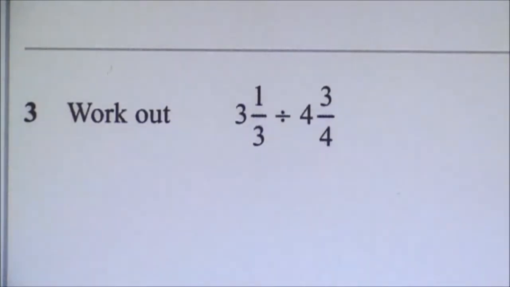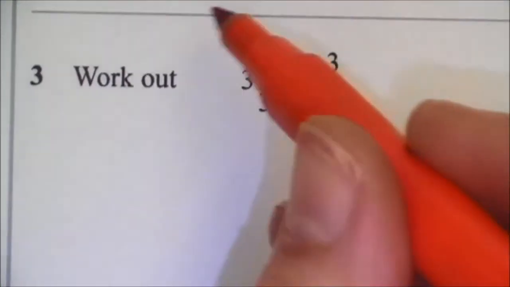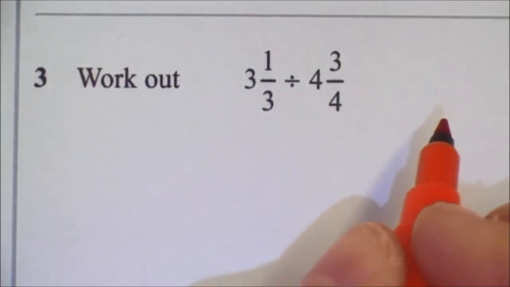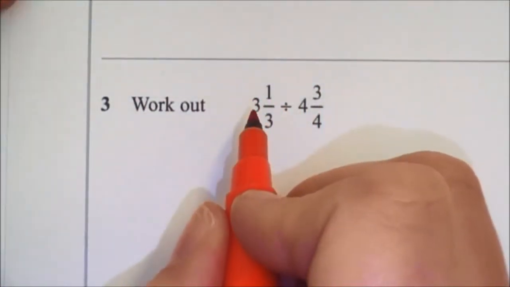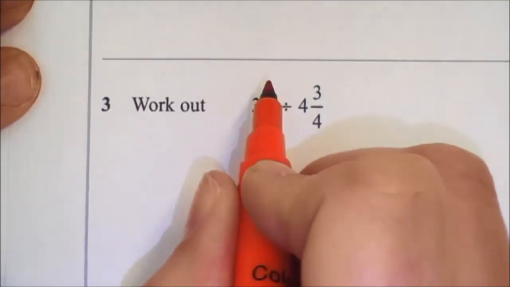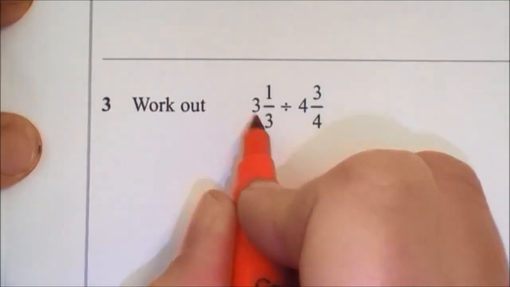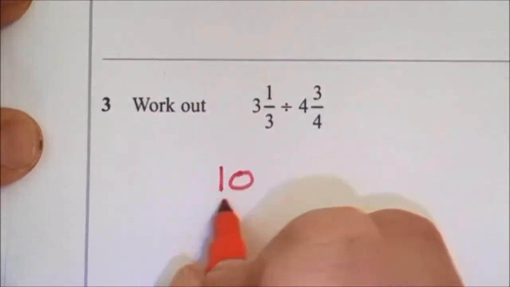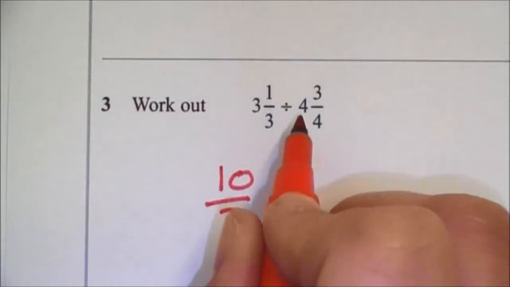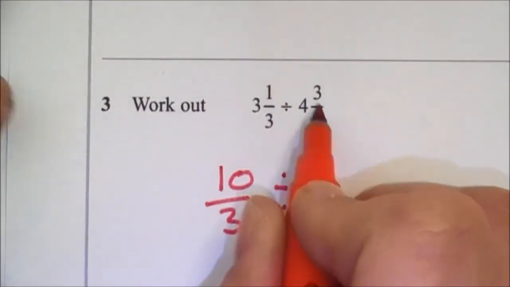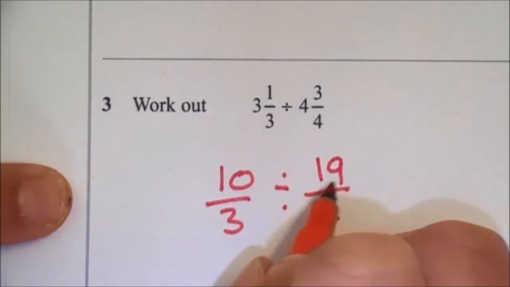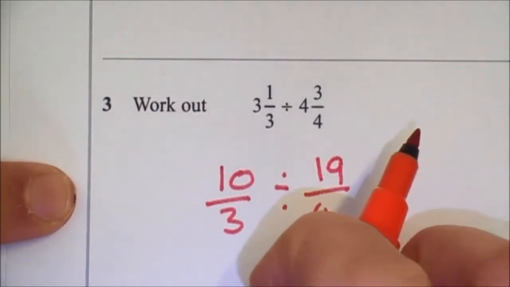Question 3 is about dividing fractions, and we've actually got these as mixed numbers. So the first thing I need to do is convert them into improper fractions. To do that, I need to take the whole number, multiply it by the bottom, and add to the top. So 3 times 3 is 9, add 1 is 10. So that's the same as 10 thirds, divided by 4 times 4, which is 16, add 3 equals 19. So now I've got them both as top-heavy fractions.